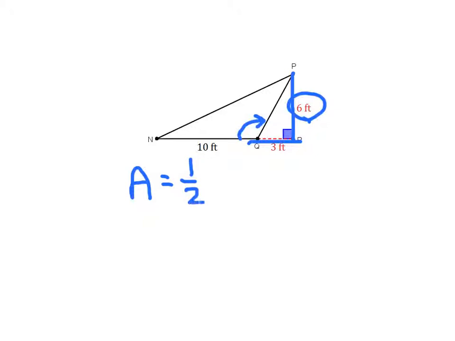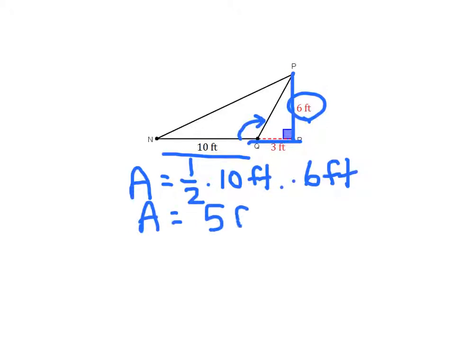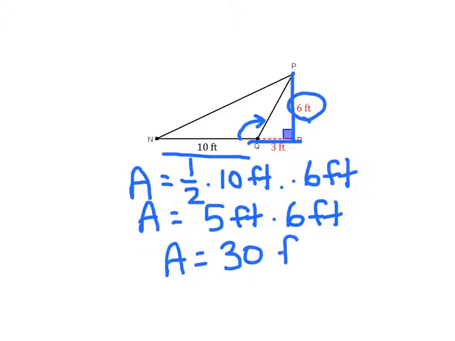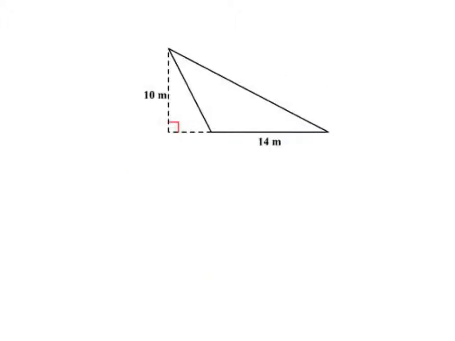And we're still going to use the same formula. So we have 1/2, the base is 10 feet in this case, and the height is 6 feet. All right, 1/2 of 10 is 5, and then 5 times 6 is 30. So the area for this triangle is 30 square feet. Okay? All right, you try this one. Okay, again, we have an obtuse triangle. Pause your video and then restart it to check your answer.